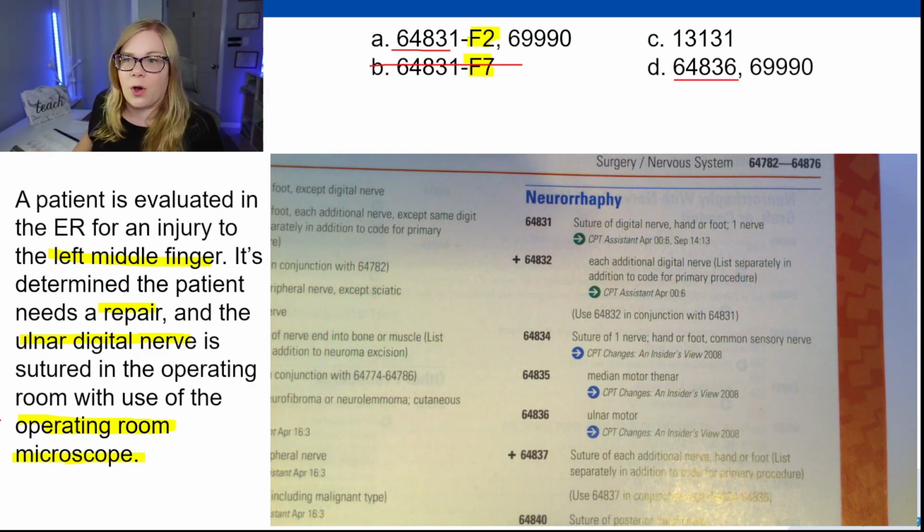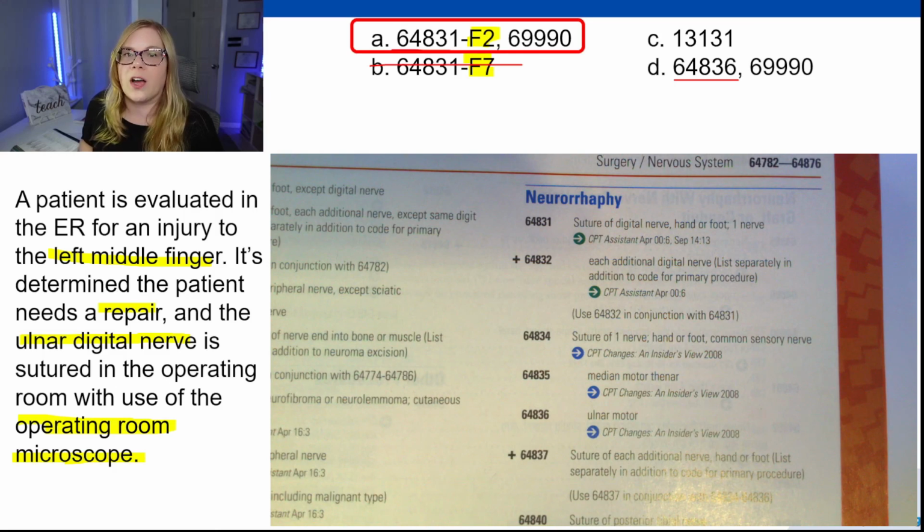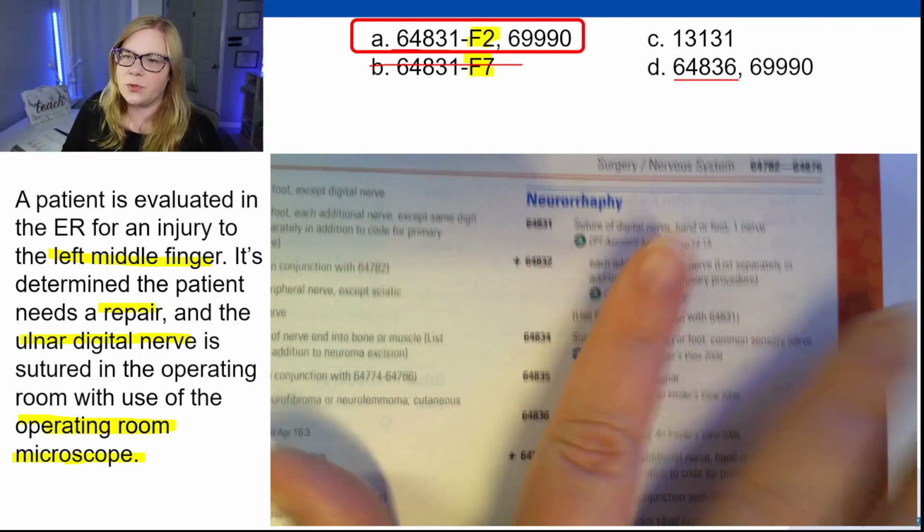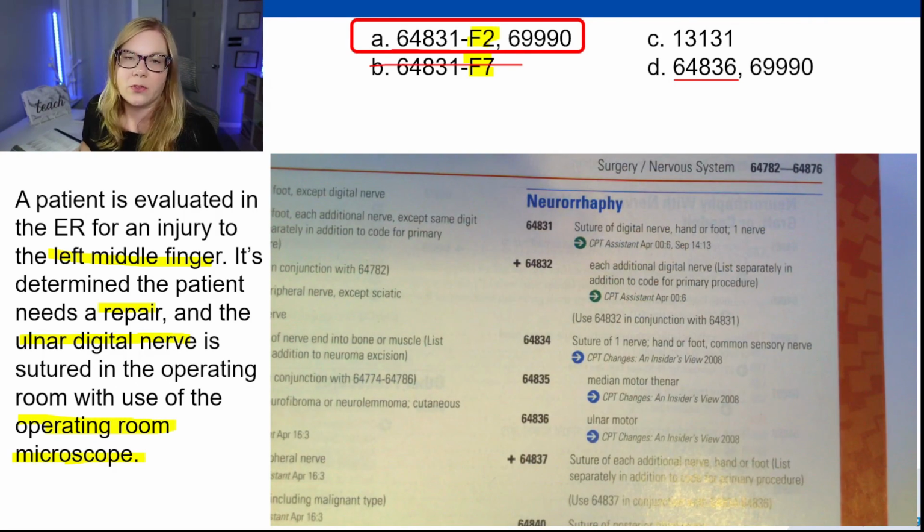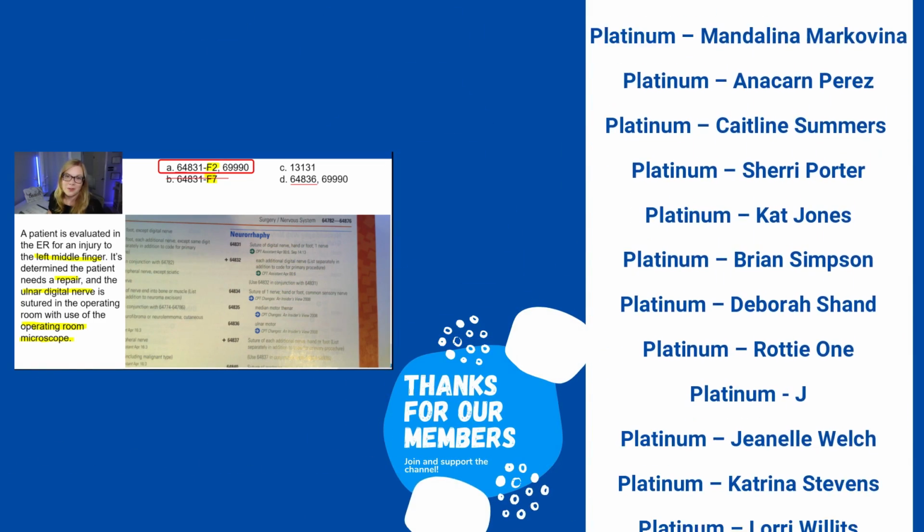And then we're going to add on that F2 modifier so that we know exactly which nerve it was that was repaired. And in this particular case, that operating room microscope does not bundle, so we can code additionally for the 69990 for the use of the operating room microscope.